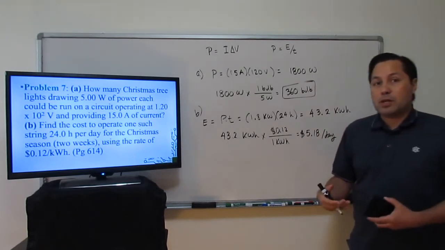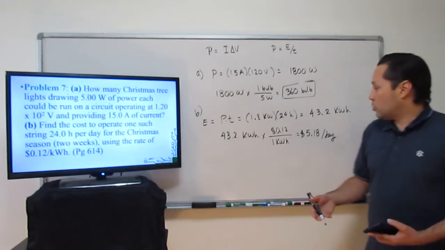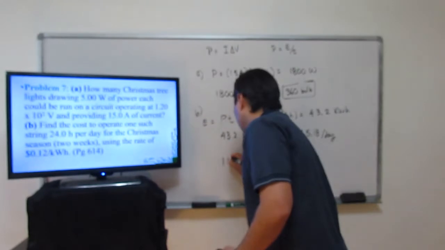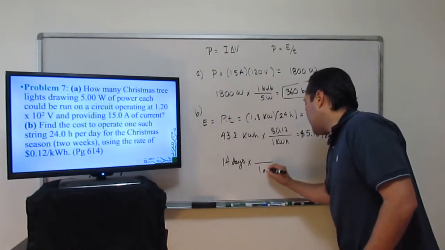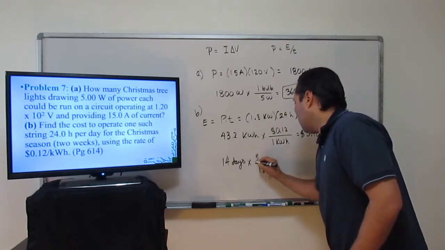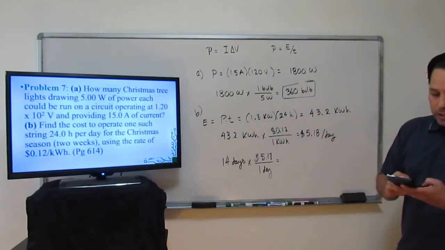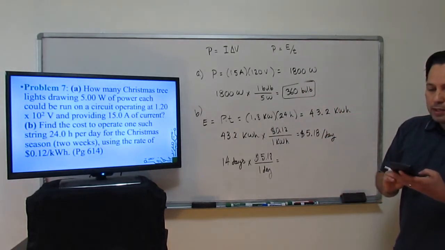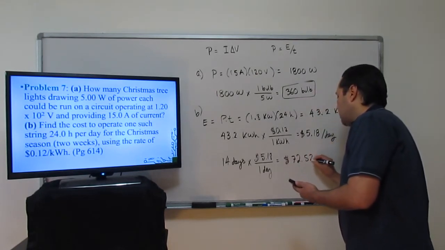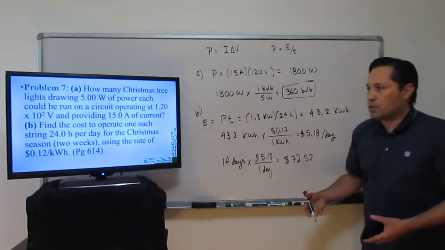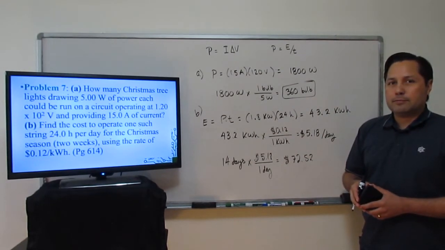Alright, now the Christmas season is, according to this problem, 2 weeks long, so that's 14 days. So it will look like this. So if you have 14 days, how much would it cost me for the whole season? 1 day cost me $5.18. So it'll be 14 times 5.18. That is $72.52 to run your Christmas lights for 2 weeks, 24 hours a day. Alright, that takes care of problem number 7.